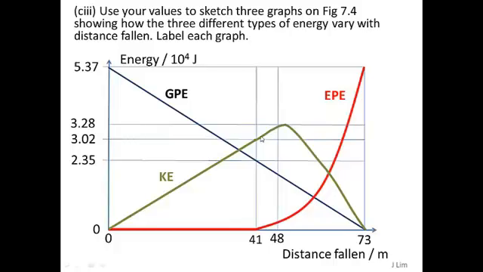And after 41 meters, some of the gravitational potential energy is converted to elastic potential energy of the rope. Initially, the extension is small, so the kinetic energy of the man still increases. So at some point, at 48 meters, it starts to decrease. The total energy at any point in time is given by the sum of the elastic potential energy, gravitational potential energy, and kinetic energy, and that will be 5.37 times 10 to the power 4 joules.